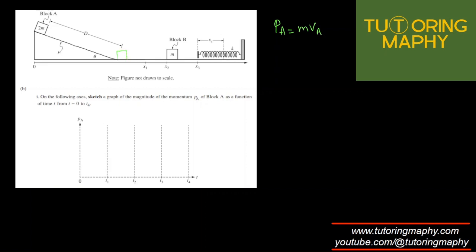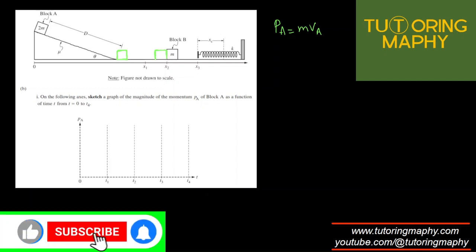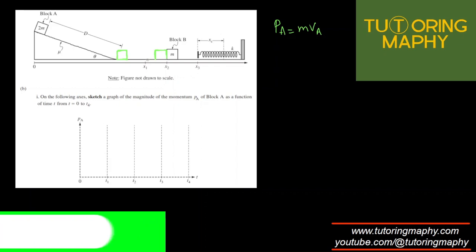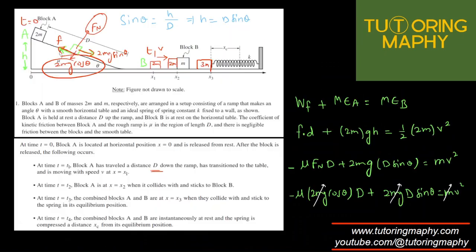After reaching this point, I don't think the momentum is going to stay the same till x3, in fact, till this point, till x2, because at x2 it collides obviously. So if it collides at x2, then obviously the momentum changes. And T1 is, I think, x1, right? Let me go back and verify.